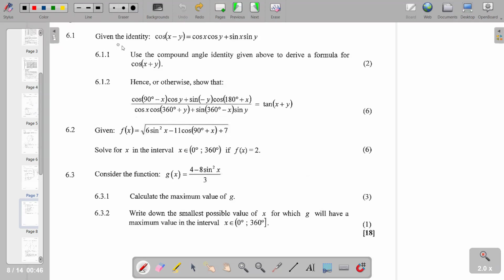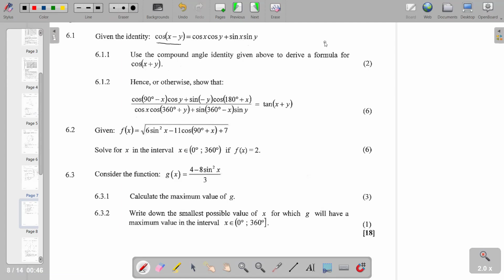Right. We are going to proceed with our questions on trigonometry from the same paper, November 2024, grade 12. So in this question, you are given the identity cos(x minus y) is equal to cos x cos y plus sin x sin y. Then they are saying use the compound identity given above to derive the formula for cos(x plus y).